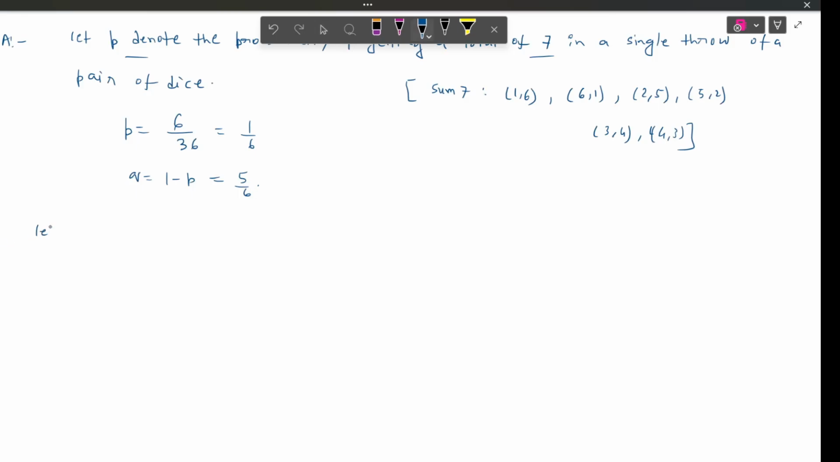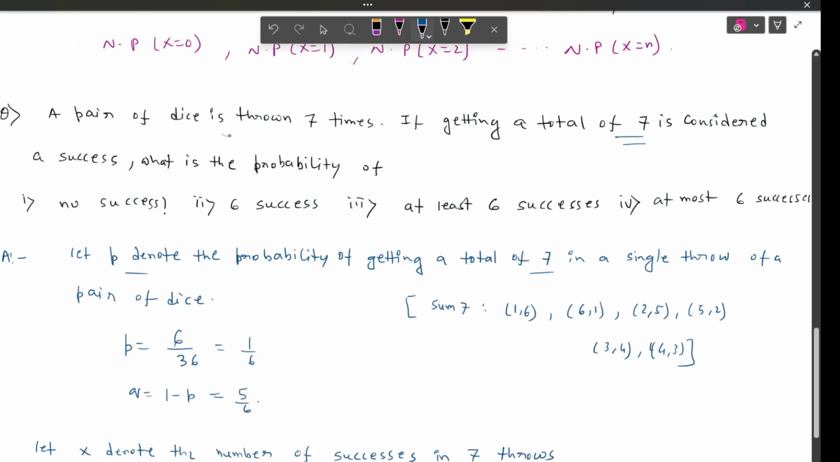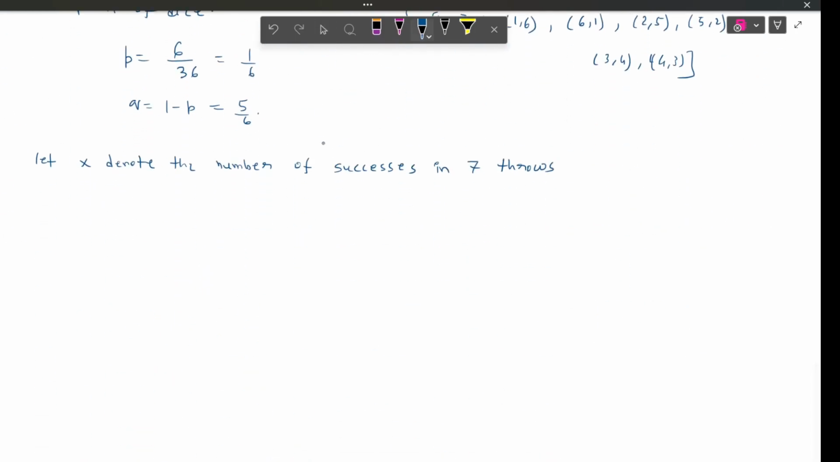Now let X denote the number of successes in 7 throws, right? Because we have thrown it 7 times. A pair of dice is thrown 7 times.